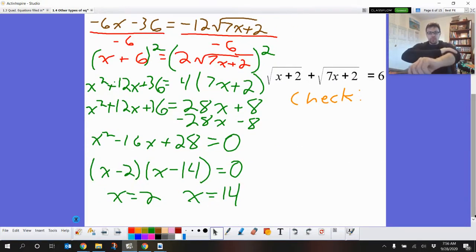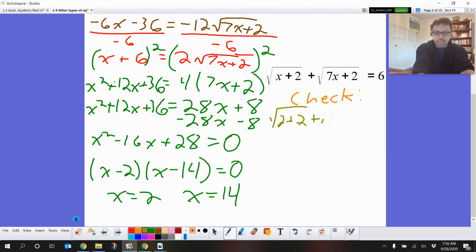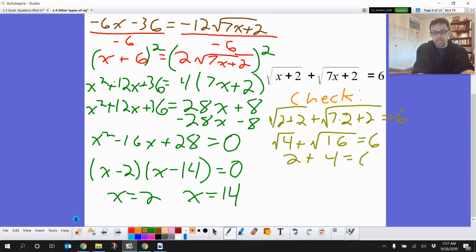Okay, so let's put in 2 and make sure that works. So when we put in a 2, we get the square root of 2 plus 2 plus the square root of 7 times 2 plus 2. We got to see if that equals 6. So we get the square root of 4 plus the square root of 7 times 2 is 14 plus 2 is 16 equals 6. So that's 2 plus 4. Yeah, that equals 6. Sweet. So this 2 works. Awesome.